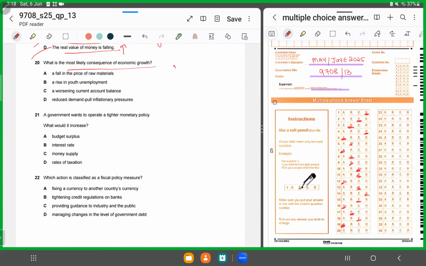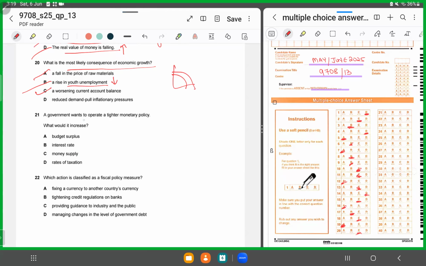That means when economic growth happens, when we shift to a higher PPC, what happens? A fall in the price of the raw materials, not necessary. A rise in youth unemployment, no, unemployment falls, so it cannot be B. Worsening of the current account balance, yes, that's correct, because when economic growth is there, income level rises, imports increase, and exports fall. So for 20, we'll shade in C as the correct answer.